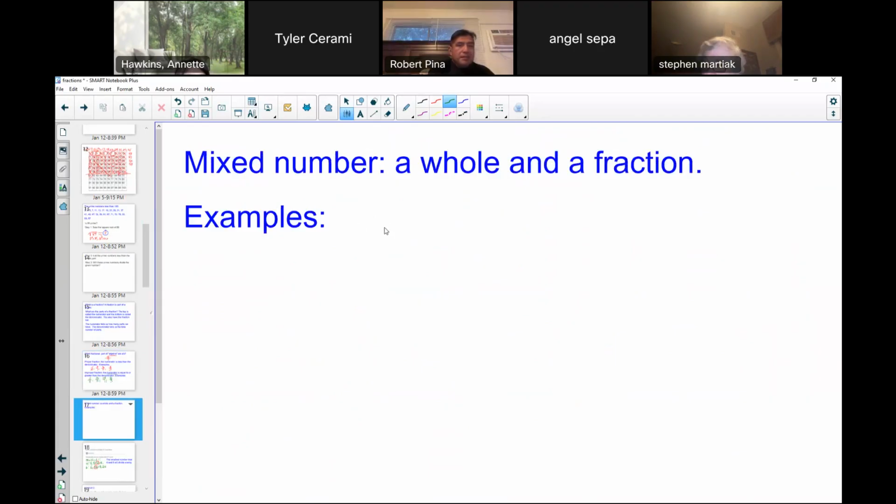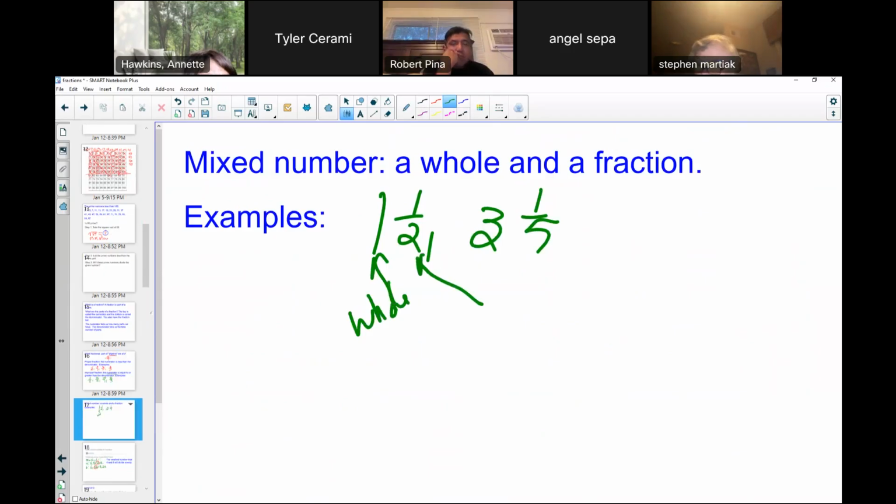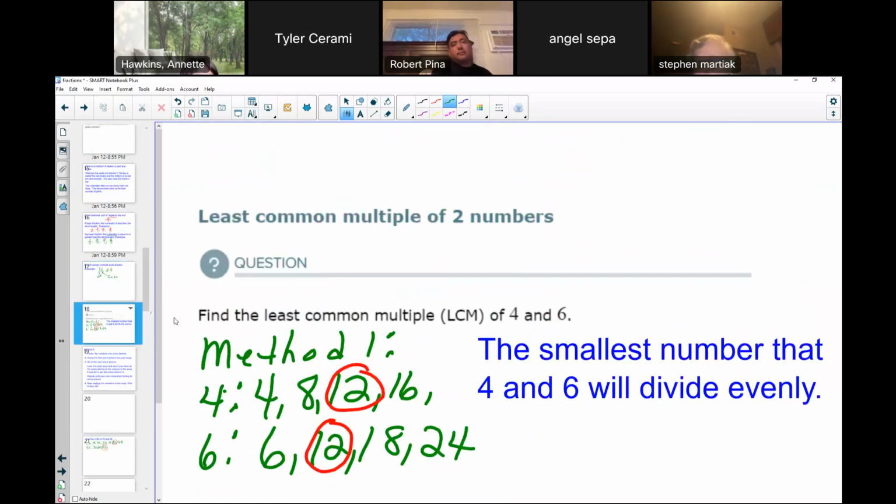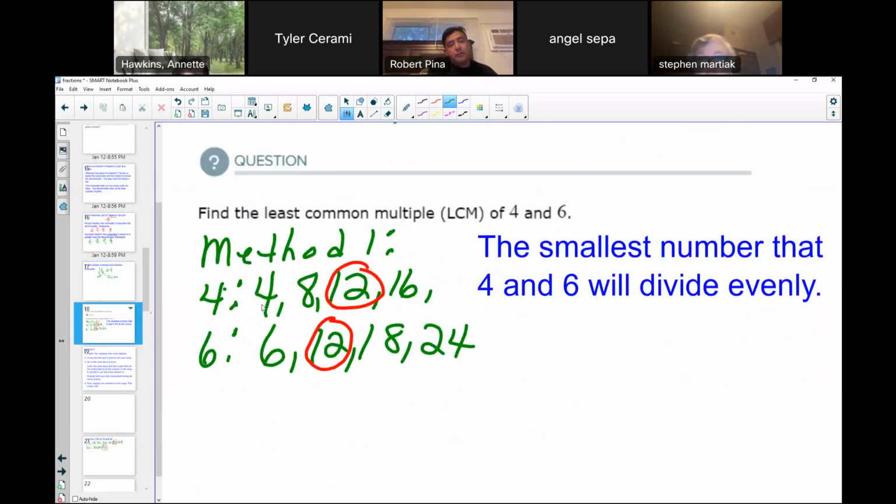And then we have a mixed number. A mixed number is a whole number and a fraction. So 1 1/2, 3 1/5. This is the whole, and that's the fraction. Okay. All right, so we know a fraction is part of a whole. We know the numerator is the top, the denominator is the bottom. We've got the fraction bar. We know about a proper fraction, improper fraction, and a mixed number.